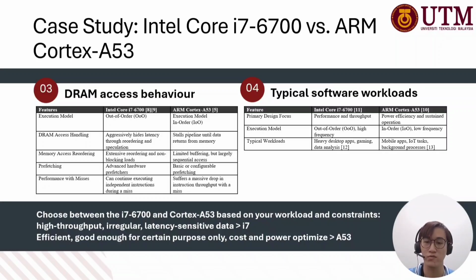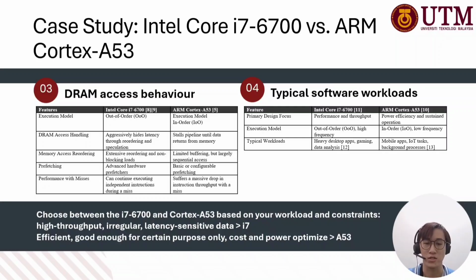The typical software workloads of these two processors: the i7 is used for performance and high throughput, so it is suitable for heavy desktop applications, gaming, and data analysis, while the A53 is used for power efficiency and sustained operation. It is best for mobile apps, IoT tasks, as well as background processes.